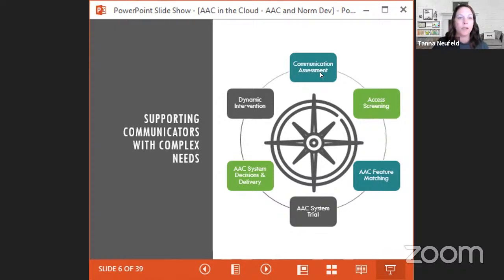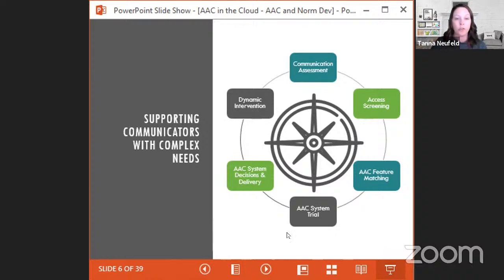So we're going to spend a lot of time about communication, not talk much about access, but remember that it's an important difference. And then, of course, our AAC assessment process continues with some feature matching, which is key. And we're going to talk a little bit about how to think about matching those skills and needs of your individual students to the features that you might be looking for in technology.